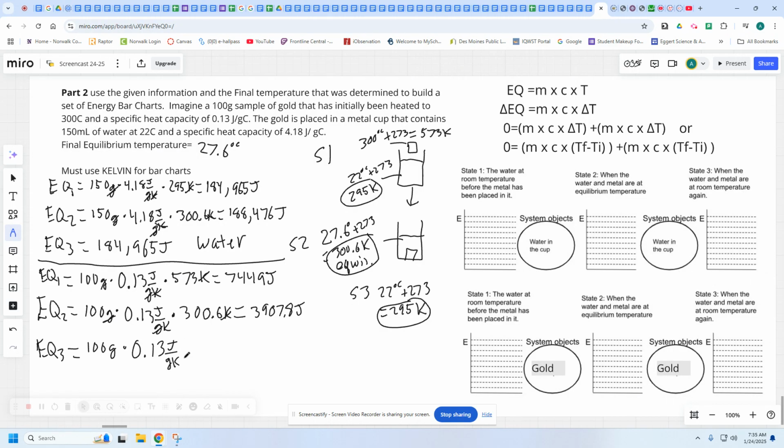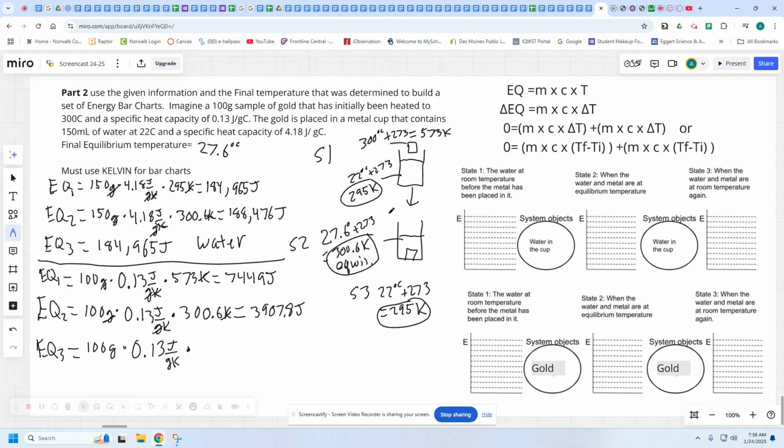Times the specific heat of gold. And then the temperature in the final is at room temp. Now the gold wasn't at room temp before, so I can't just steal the state 1 gold EQ because the gold is actually very hot in the beginning.